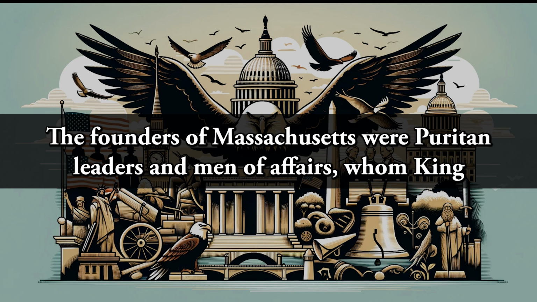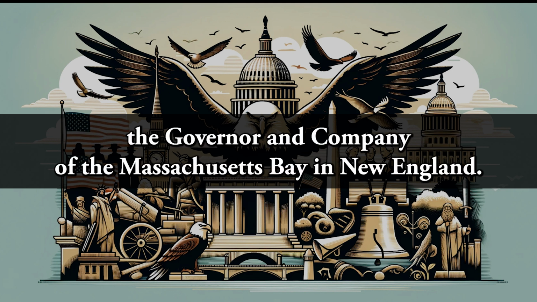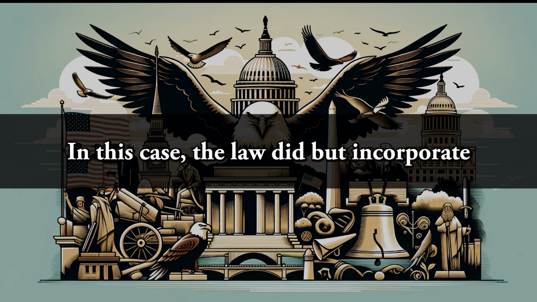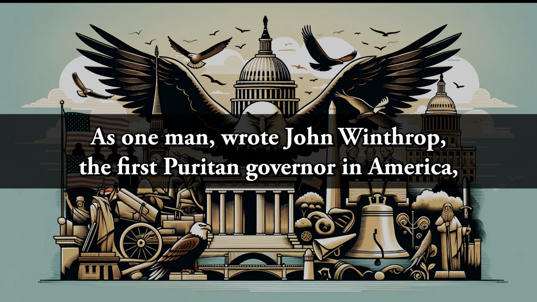The founders of Massachusetts were Puritan leaders and men of affairs whom King Charles I incorporated in 1629 under the title The Governor and Company of the Massachusetts Bay in New England. In this case, the law did but incorporate a group drawn together by religious ties. "We must be knit together as one man," wrote John Winthrop, the first Puritan governor in America.